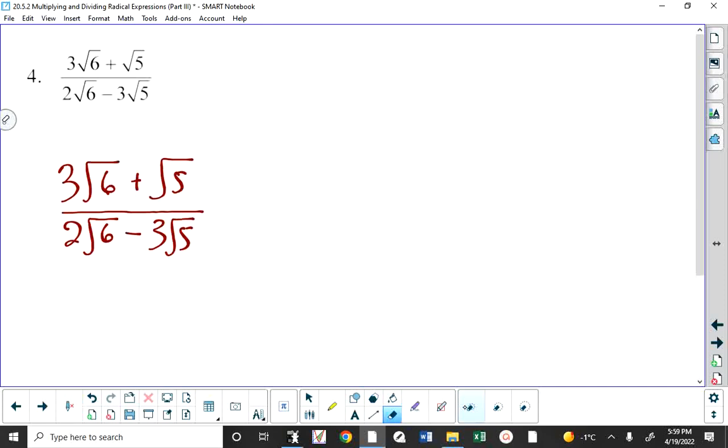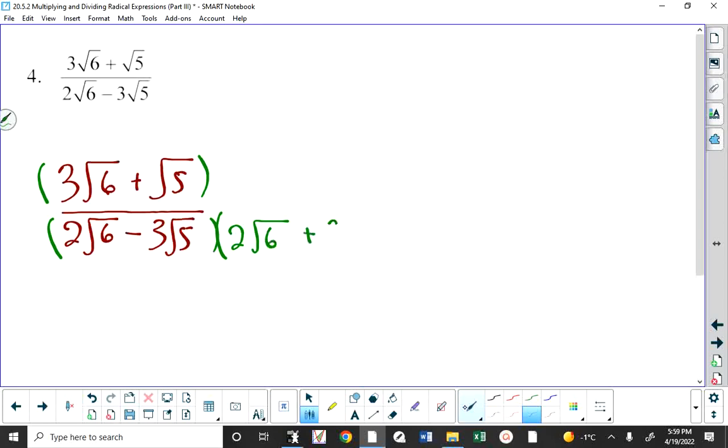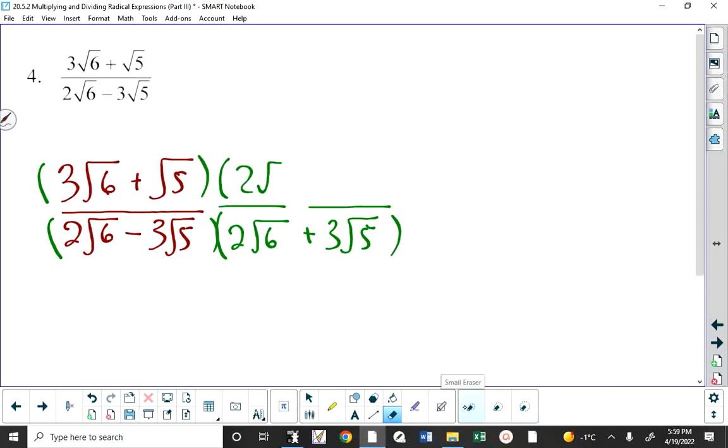We cannot cancel anything. All we can do here is multiply top and bottom by the conjugate of the bottom. It's always the conjugate of the bottom. So I'm multiplying top and bottom by 2 root 6 plus 3 root 5.